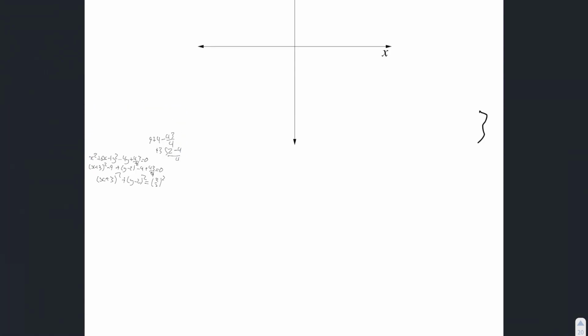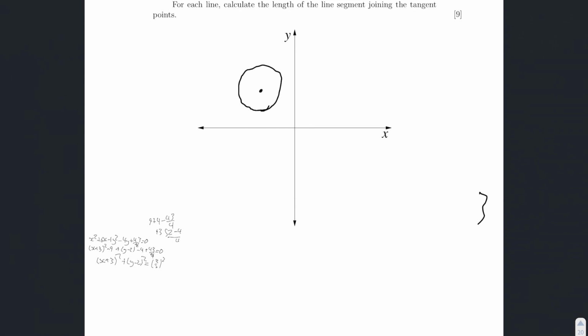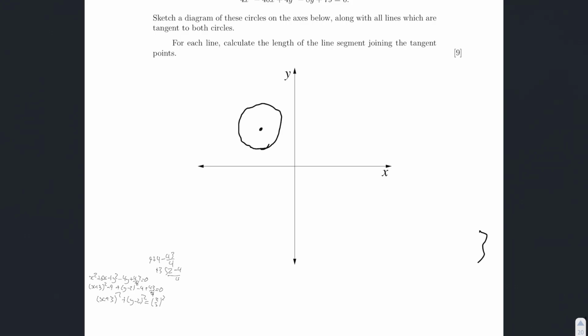Just move that there. So from this, we know it has a centre of minus 3, 2, so somewhere about there. And its radius is 1.5, so it's not going to touch any of the outer areas. So now let's do the next circle. So we can divide that by 4 to get x squared minus 10x plus y squared minus 2y plus 79 over 4, and we know this equals 0.